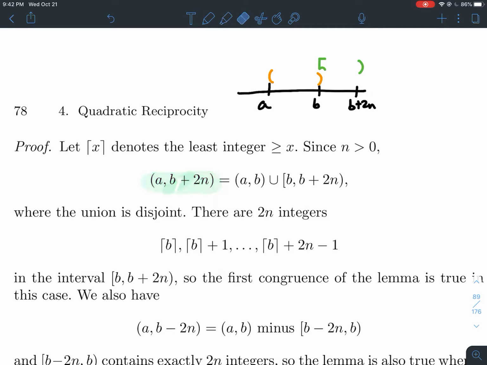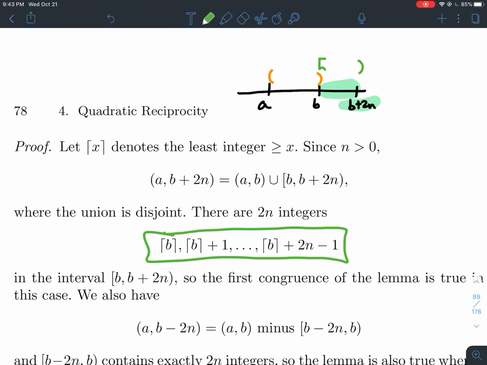So if I count just the integers from here to here, well, the ceiling of b should be in there. So should the ceiling of b plus 1 up to the ceiling of b plus 2n, but maybe minus 1, right? The ceiling of b plus 2n would probably take me a little bit past the right endpoint. But if I subtract 1, then I'm guaranteed to be just to the left of that right endpoint, b plus 2n. Now I just want to count.